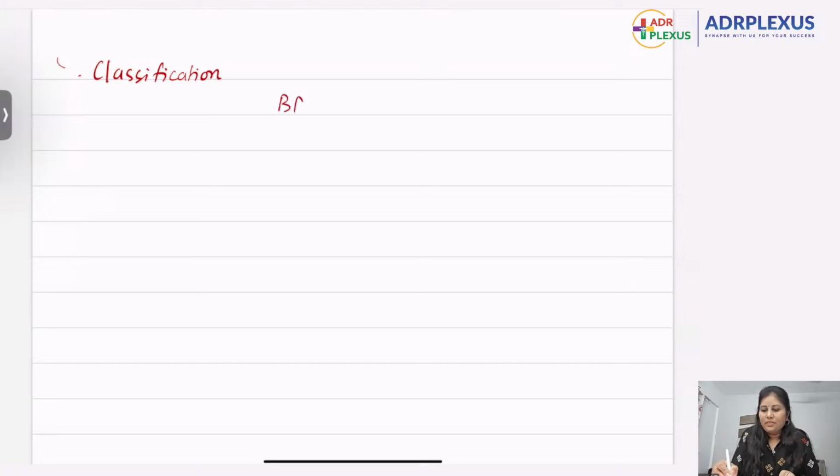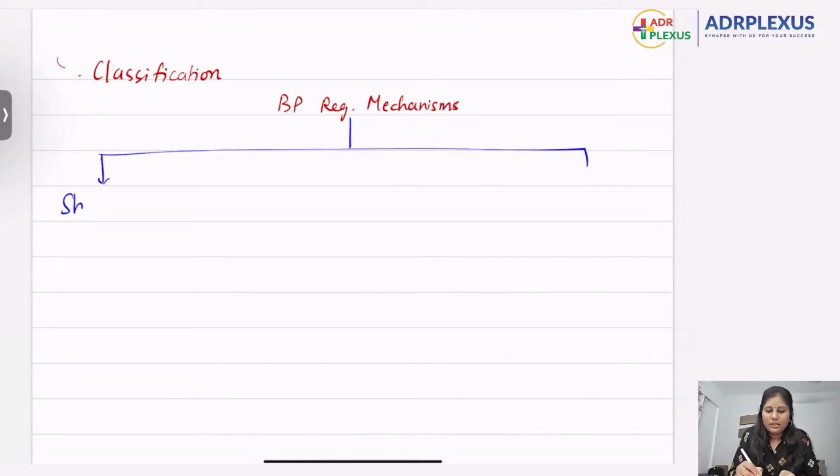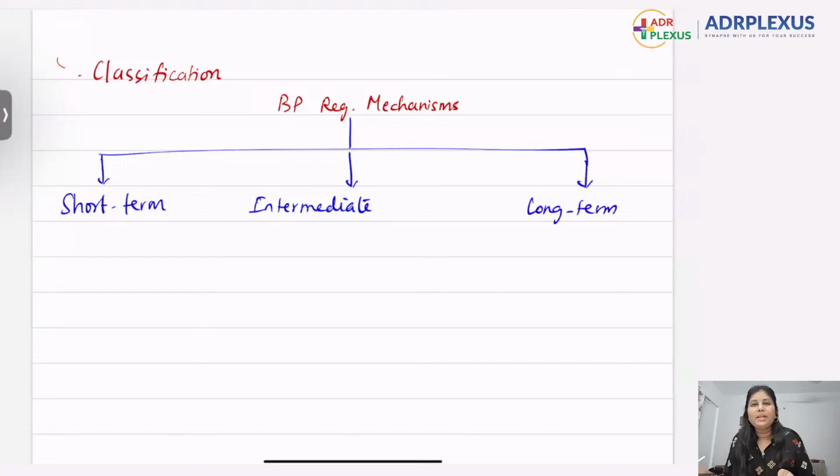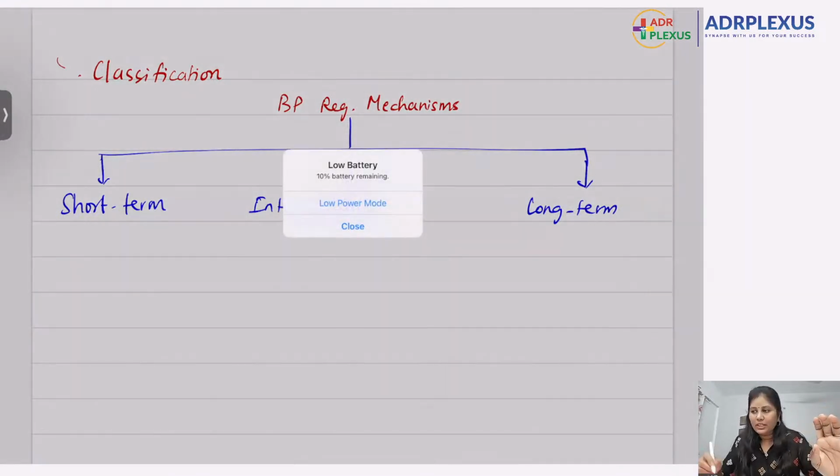We can classify BP regulatory mechanisms, I'm writing in short form because of want of time, as short term, intermediate, and long term. All these, short term, intermediate, long term, are coined based on the duration of action.